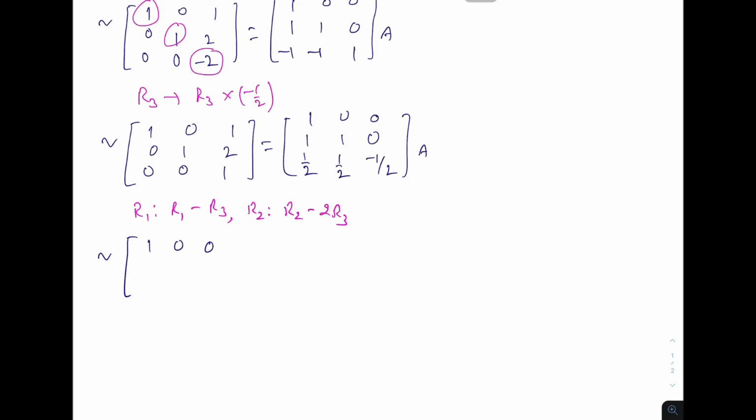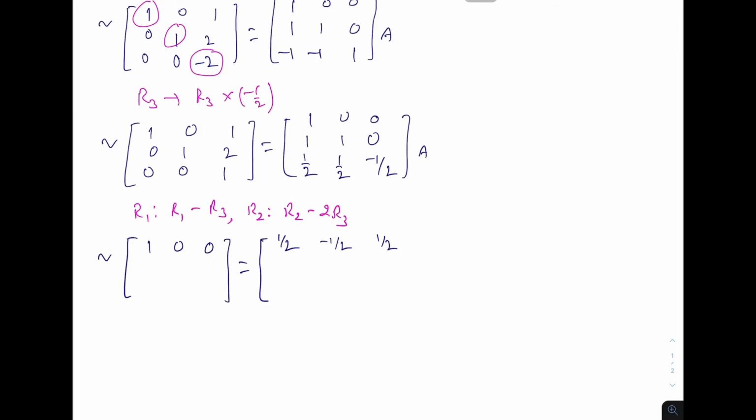So 1 0 0, this will be equal to, now here R1 minus R3, so 1 minus 1 by 2, and so that will be 1 by 2, then 0 minus 1 by 2, so that will be minus 1 by 2, and 0 minus 1 by 2, so that will be plus 1 by 2.